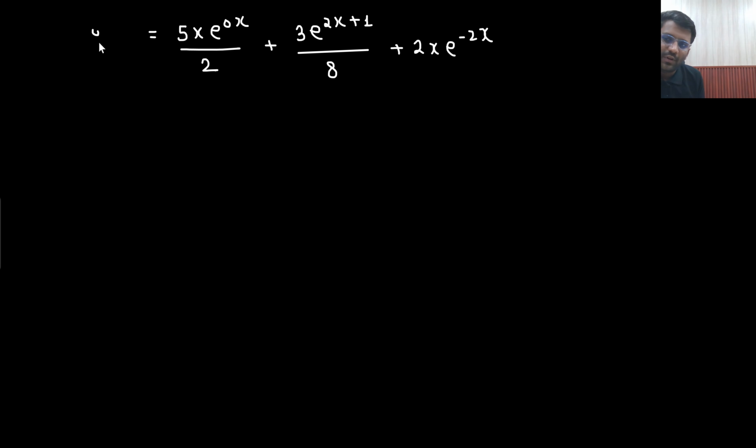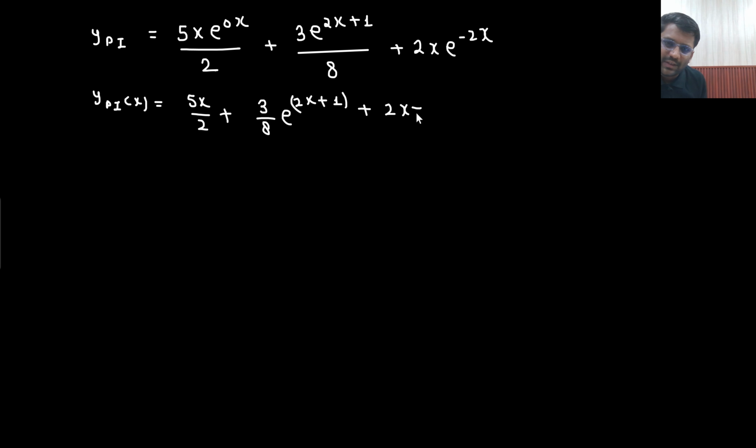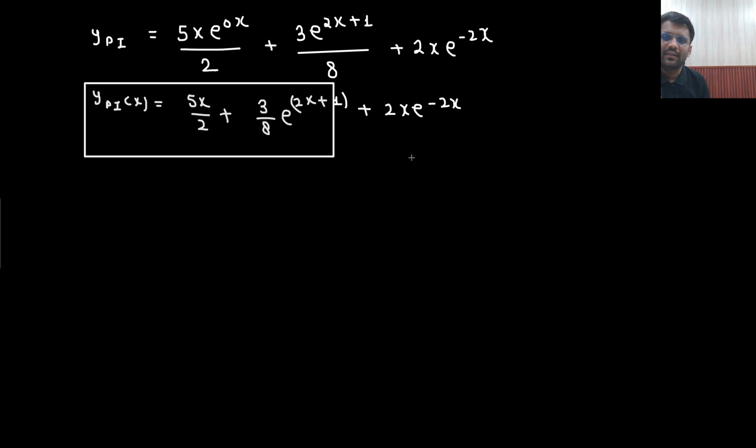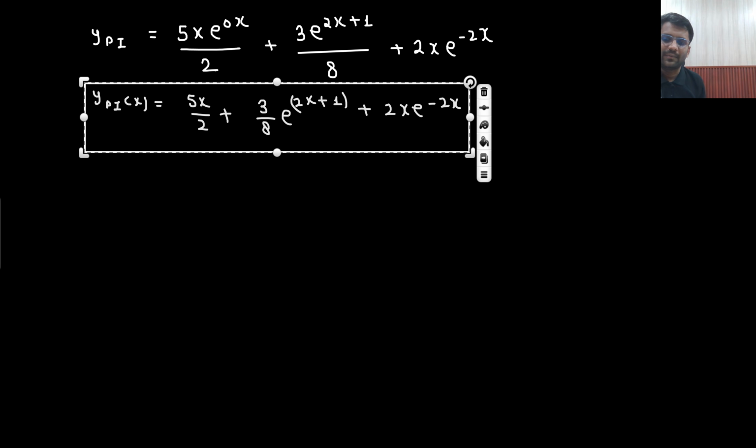So eventually, what is your y particular integral you are getting? So the particular integral I am getting is 5x by 2 plus 3 by 8 e to the power 2x plus 1 plus 2x e to the power minus 2x. That's it. This is the particular integral that you are getting.